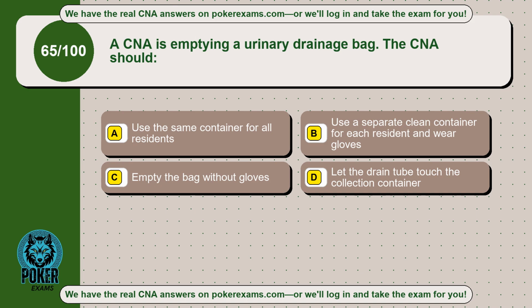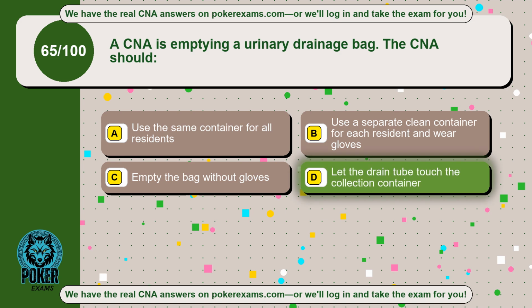Question 65. A CNA is emptying a urinary drainage bag. The CNA should: Option A, use the same container for all residents. Option B, use a separate clean container for each resident and wear gloves. Option C, empty the bag without gloves. Option D, let the drain tube touch the collection container.